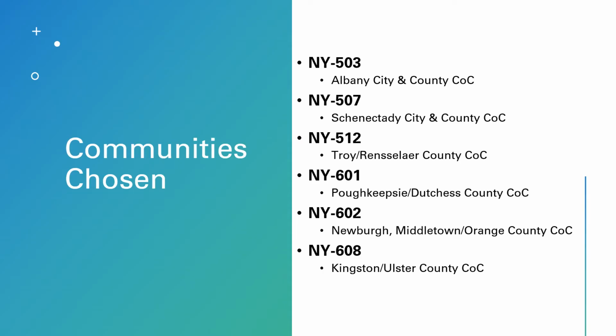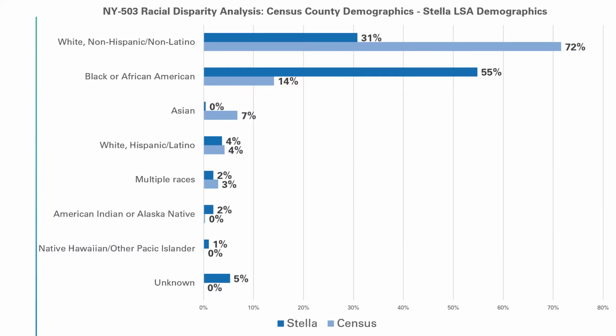What communities did we choose? So once again, we did all the communities that were a single county. So for example, Saratoga, North Country, there's multiple counties there, so that one's a little bit harder. But Albany, Schenectady, Rensselaer, Dutchess, Orange, and Ulster, all really great candidates for this analysis. Very easy to pull it off Stella P's data set and also from the census data set. So first we're going to start with New York 503.